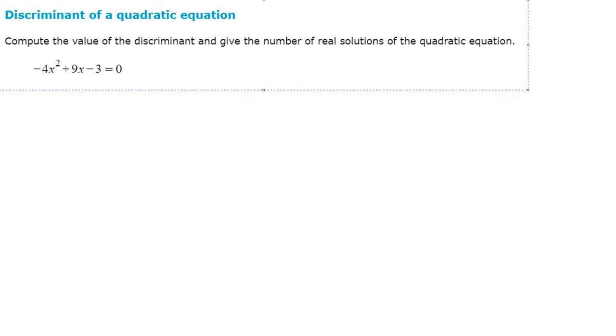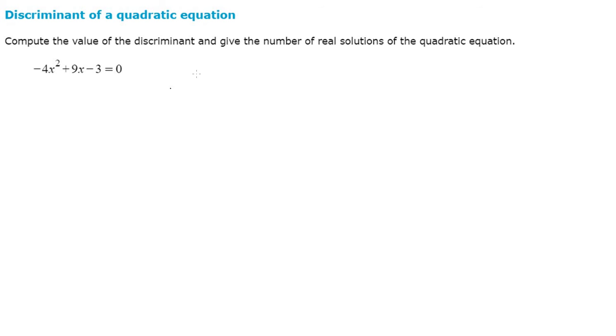Hello, in this video I'm going to be showing you how to find the number of real solutions using the discriminant. So let's go ahead and read the question. The question says, compute the value of the discriminant and give the number of real solutions of the quadratic equation. And the equation is negative 4x squared plus 9x minus 3 equals 0.